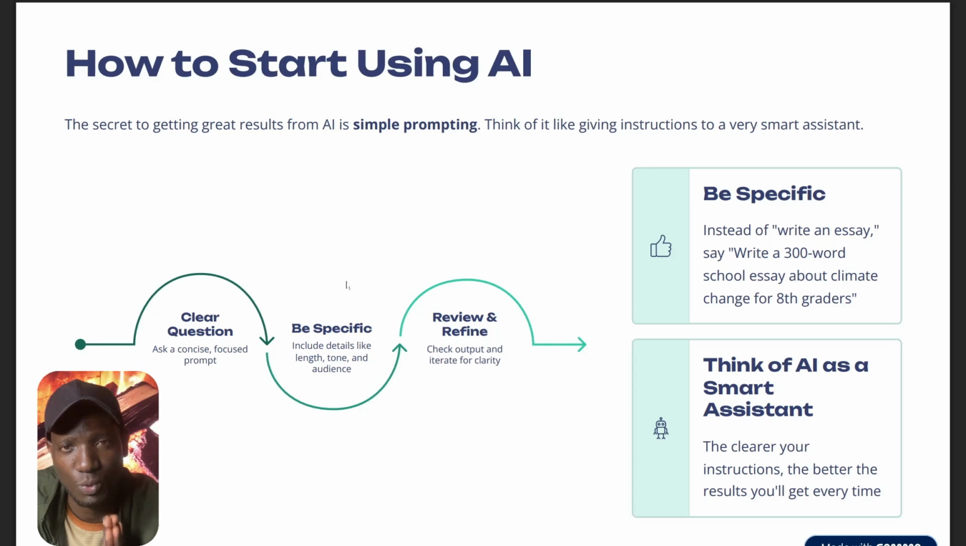So the secret to getting great results is simple prompting. The better the prompt, the better the results. So think of it like giving instructions to a very smart assistant. I've explained this before. Once you give clear instructions and you are very specific, AI will actually bring you the details, then you review and refine.